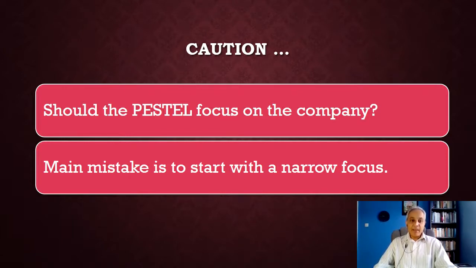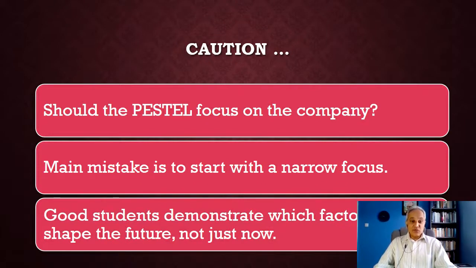The other thing that good students do is demonstrate which factors shape not just now but also the future. So there's a good mix between immediate macro environmental issues such as Brexit and so on, or the US election, as well as the climate emergency, as well as thinking about whether there's a trend towards digitization, artificial intelligence, and the like. So there's a good balance of not just now, but also looking at the future. So start broad and then work your way down to making your analysis more narrow.